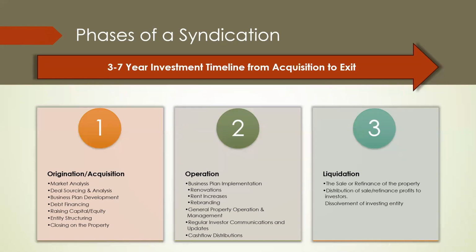All right, so what does this look like from a timeline? What are the phases of a syndication? And really, you can break this down into three high-level phases. That first phase is the origination or the acquisition phase, and there's very limited involvement from those limited partners at this stage. This is almost entirely the general partnership.